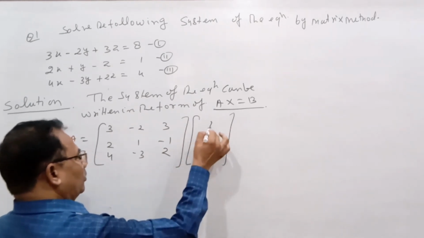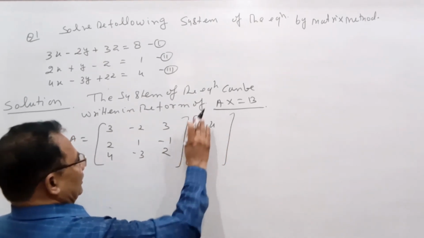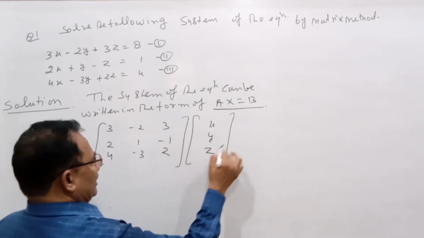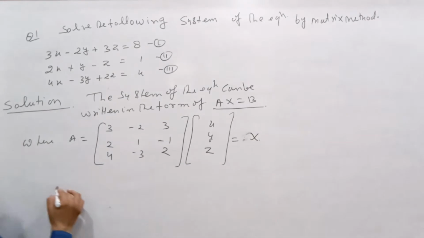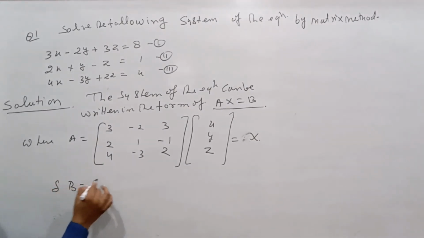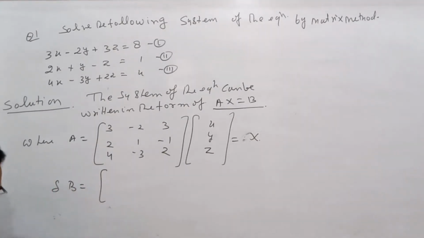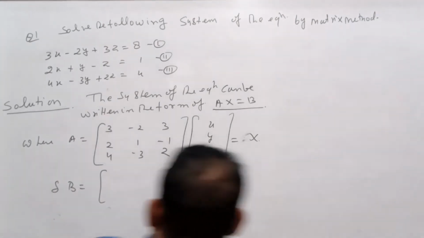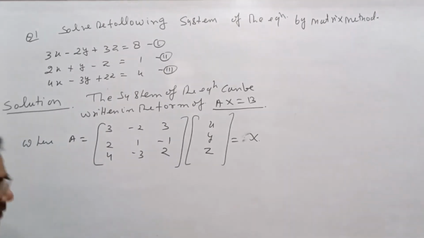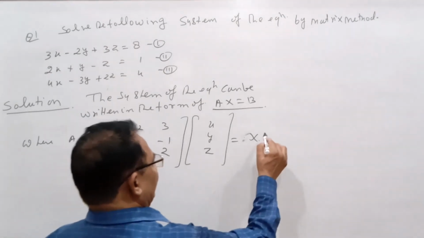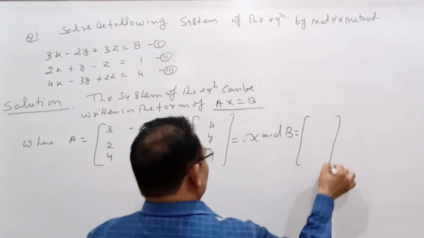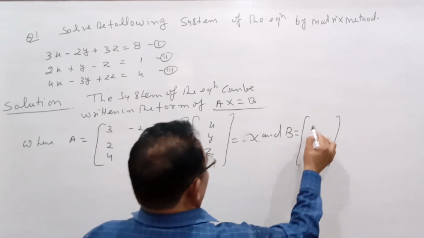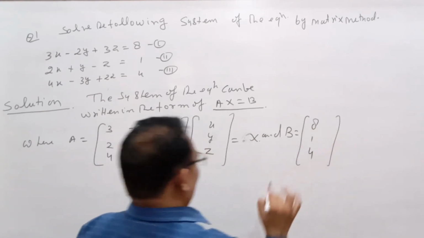Into the variable matrix X, that is x, y, z, is equal to the matrix B, and the matrix B is called the constant matrix, and the matrix B is 8, 1, 4.